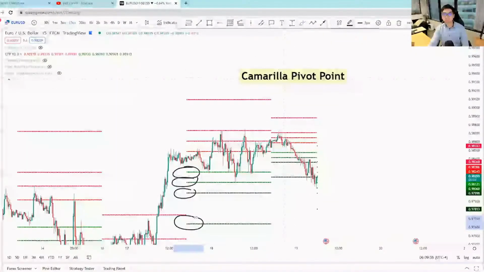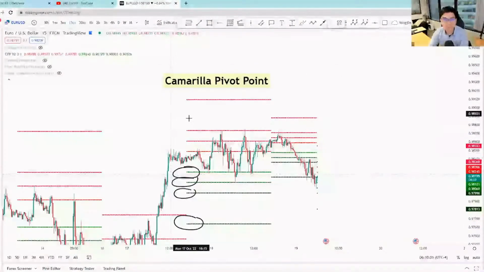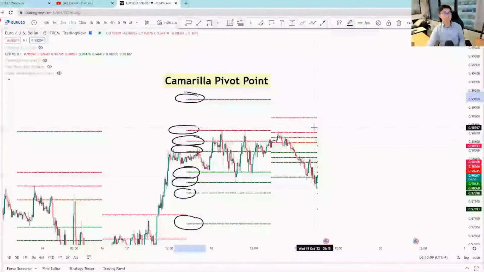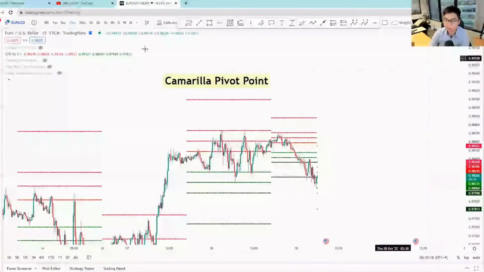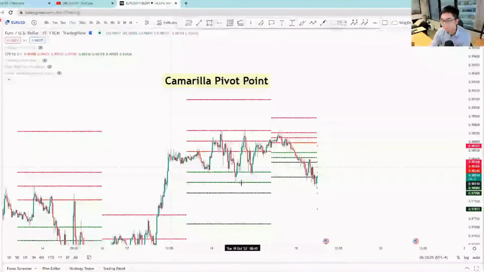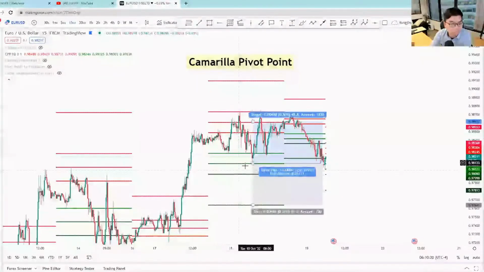Okay, this is the Camarilla pivot point. We also have resistance 1, resistance 2, 3, and 4. What I like about this is that you can backtest. With backtest, you can buy from the support, and with the stop loss below. So, an example like this.